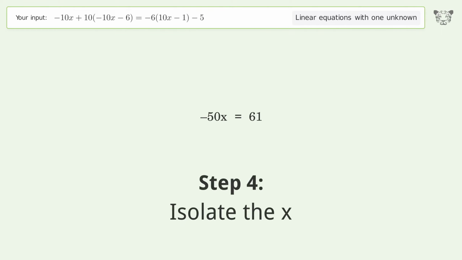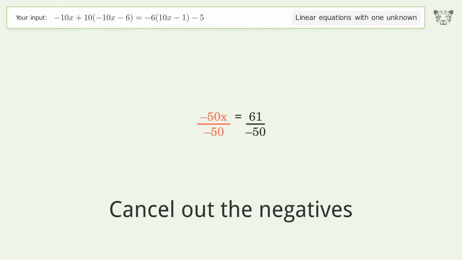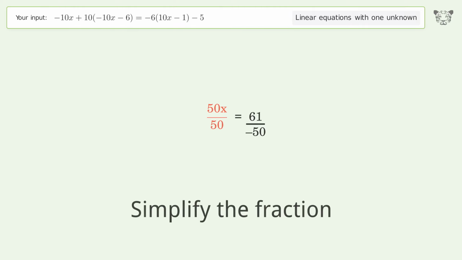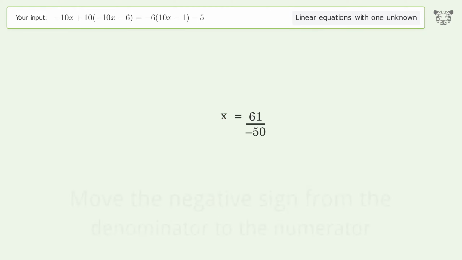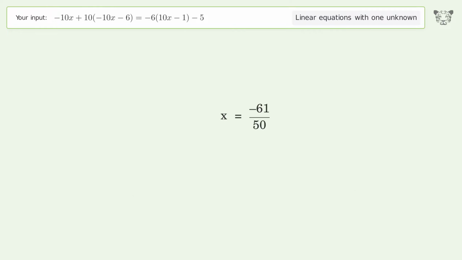Isolate the x. Divide both sides by -50. Cancel out the negatives. Simplify the fraction. Move the negative sign from the denominator to the numerator. And so the final result is x equals -61/50.